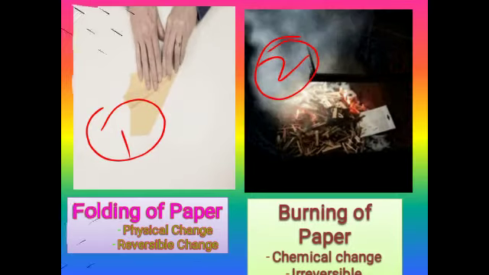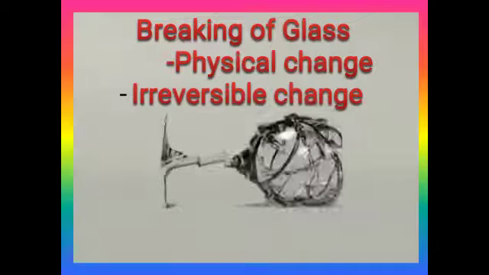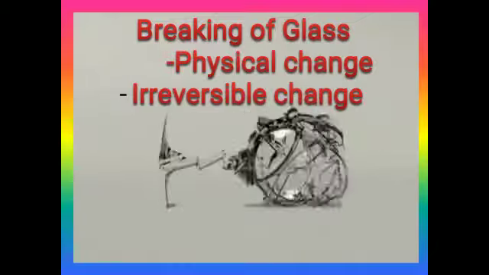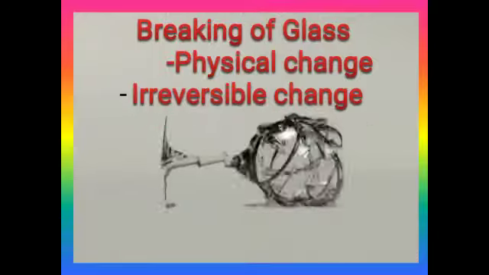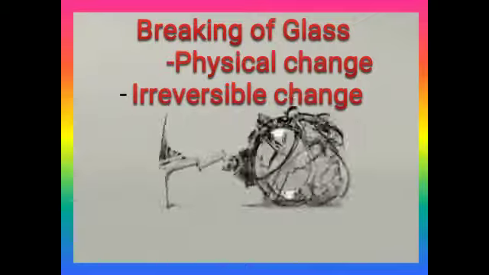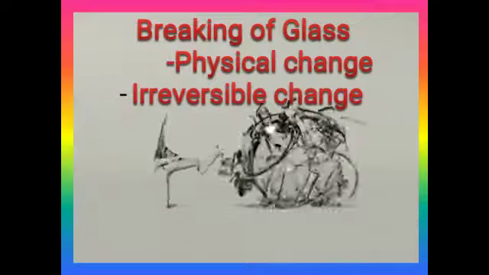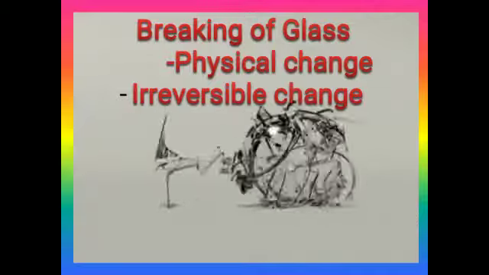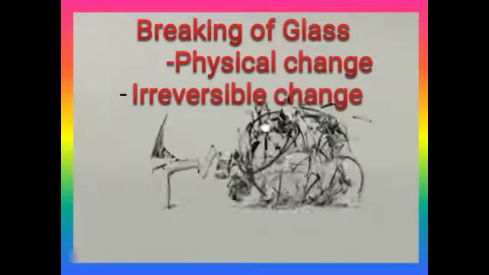And the next example is the breaking of glass. When you break a glass, the same glass has been broken. There is a change in shape and size. The original shape and size has been broken. There is no new product, so it's a physical change and it's irreversible. You cannot bring the broken parts back to the same glass. When it goes to recycling, then you can make a new glass, but not the same glass, right?